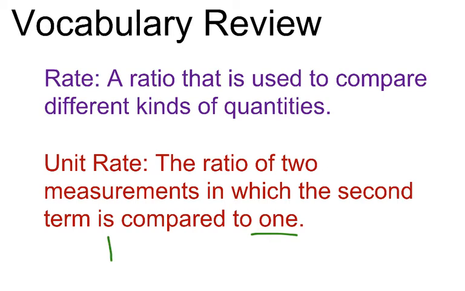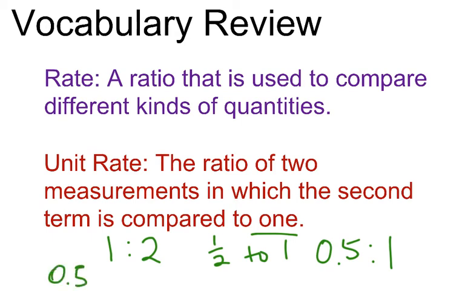So for example, if your ratio is 1 to 2, it's in simplest form, but the unit rate would be 1/2 to 1, or you could write it as a decimal to 1. If you need to review different ways of writing ratios, make sure you go back to the previous tutorial and revisit that.